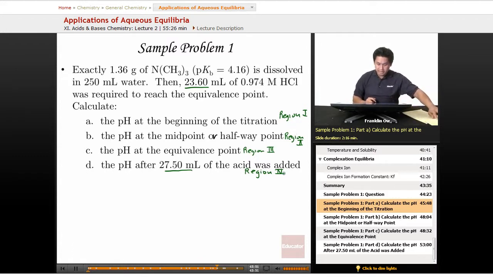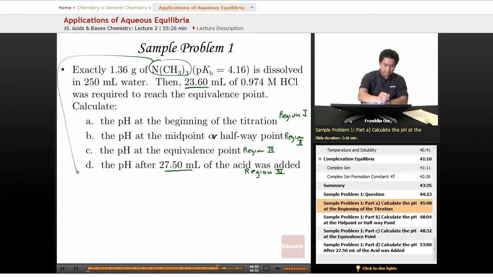When we go ahead and calculate the pH at the beginning of the titration, everybody, remember no titrant has been added yet. So initially, we only have the trimethylamine. This is a weak base. And so let's get the 1.36 grams into molarity right away.